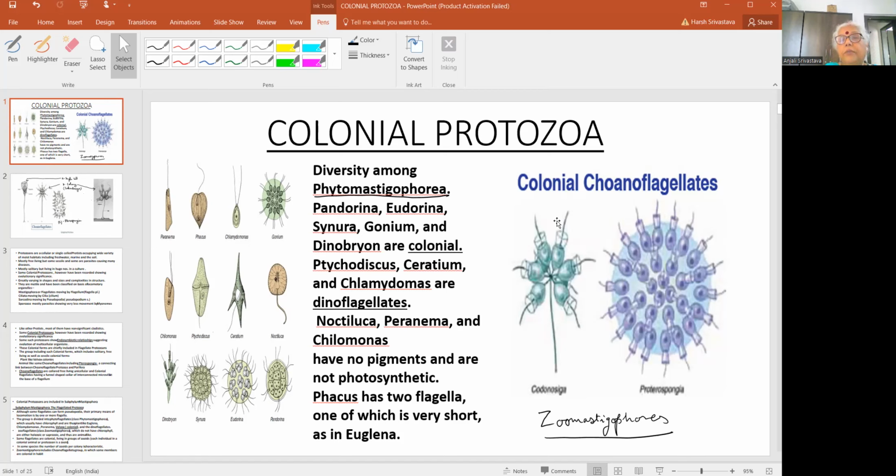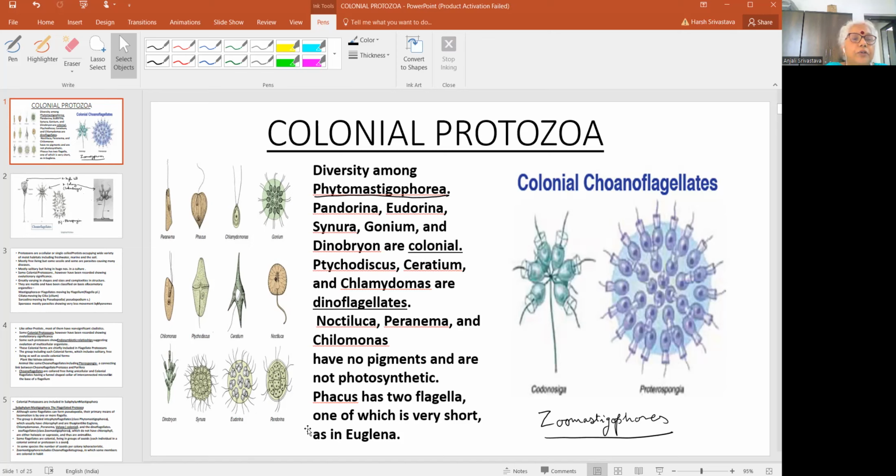Codonosigidi. These are the three main groups of the colonial choanoflagellates, whereas these are the colonial phytomastigophorans that include these. There are so many. These are all phytomastigophorans. Out of these, the colonial phytomastigophorans are Gonium, then Fucus, then Cyanura, then Serratium, then Dinobryon. These are certain Pandorina, then Gonium. These are the colonial phytomastigophores.